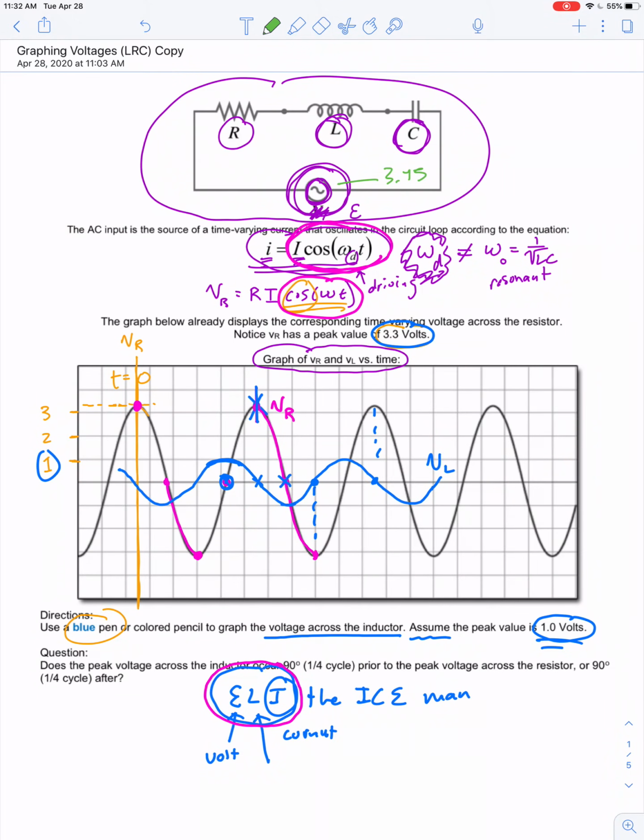Now if you want to know the RMS value for the generator, then you'd have to do 2 over pi multiplied by 3.45. Oh, I'm sorry. That's how we would get the rectified average value. If we want the RMS value, it's 1 over root 2 times 3.45. I misspoke.